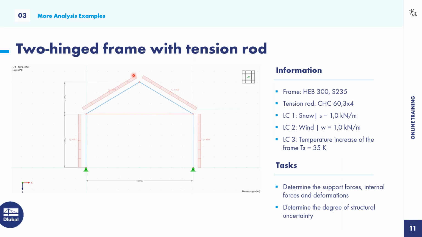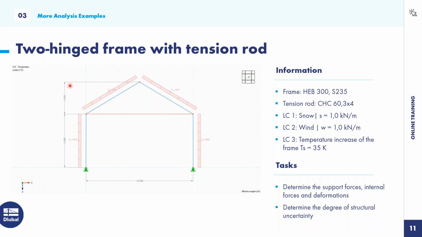And now we do this two hinged frame with a tension rod in the middle. So it's a pretty interesting example you can also do with the force method during your study. We have here this two hinged frame, and now we give them an additional unknown parameter by adding here a tension rod in the middle. And we have here 3 different load cases. And now that task would be, okay, determine the support forces and so on, and also the degree of structural uncertainty. So it's in the statically determined, the statical indeterminacy.